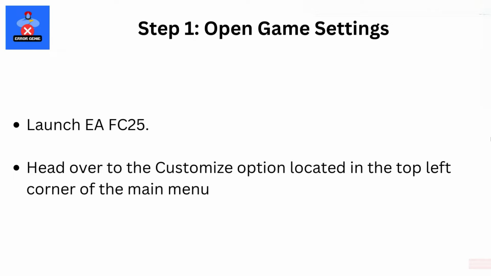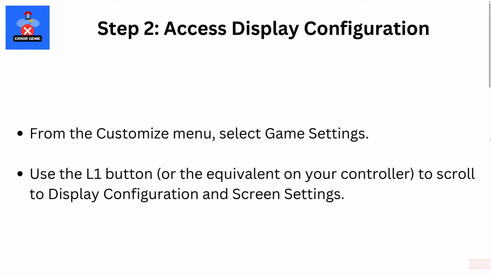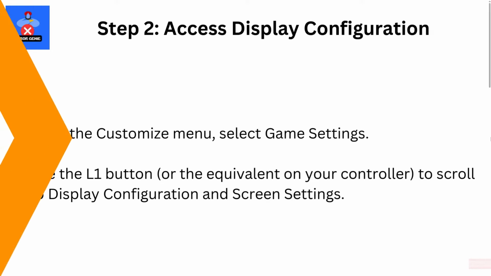Head over to the Customize option located in the top left corner of the main menu and access Display Configuration. From the Customize menu, select Game Settings. Use the L1 button or the equivalent on your controller to scroll to Display Configuration and Screen Settings.